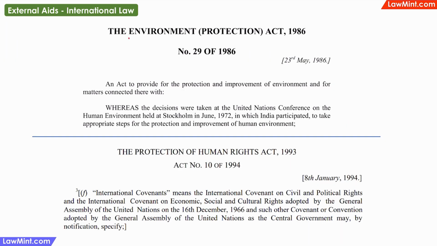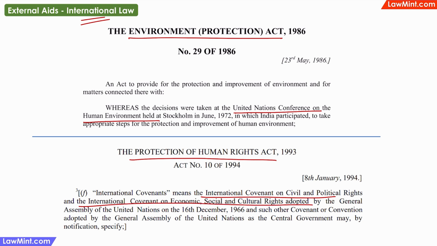Some statutes, like the Environment Protection Act and the Human Rights Act, are based on international conventions and agreements. In fact, the acts themselves mention this clearly. The Environment Protection Act is based on the United Nations Conference on Human Environment, and the Protection of Human Rights Act is based on several international covenants that India is a party to. So, if there is a question about the interpretation of such statutes that are based on international law, covenants or agreements, then the origin or the source itself can be used as a reference to understand the intention and the scope of the Indian law.